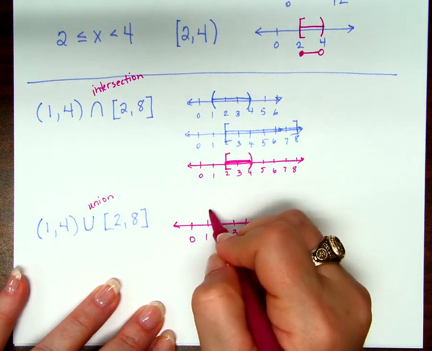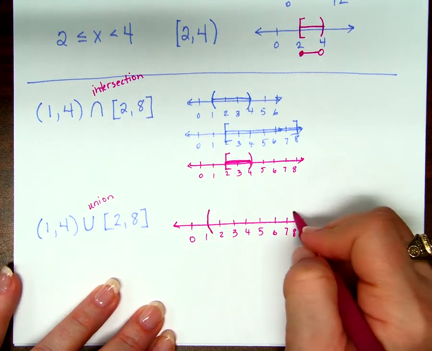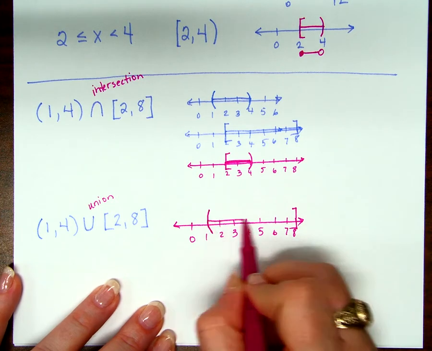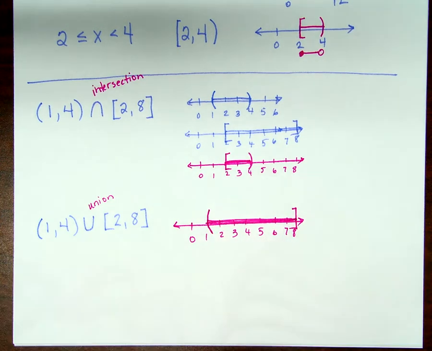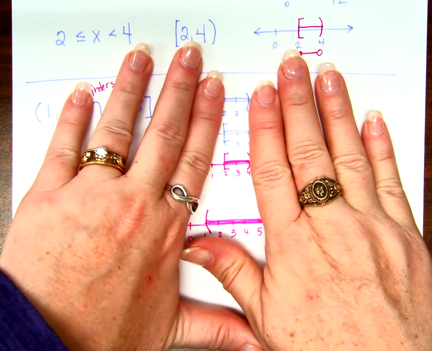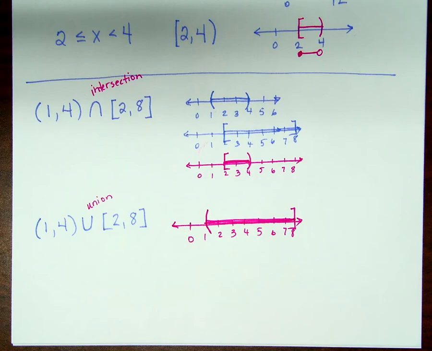So it's going to go from 1 to 8, and everything in between. That's the union. Unions, you like squash them together. Intersection, you're just looking for when are they both true. Does that make sense? Okay. Any questions about that?